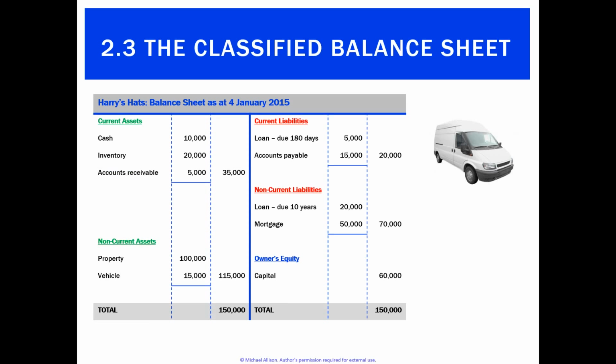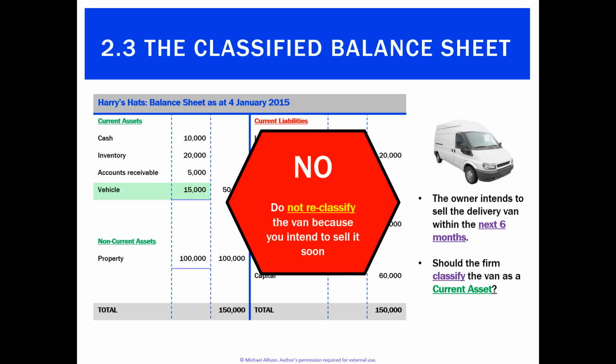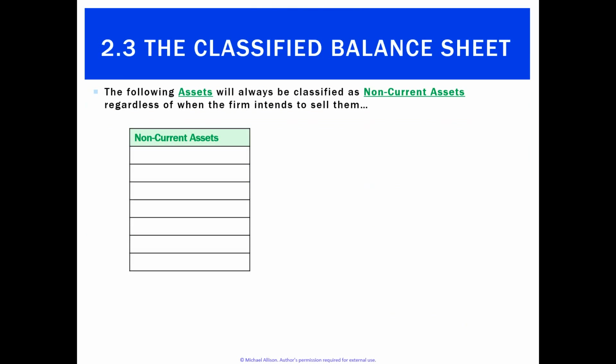Looking at this, there's just one last example we need to consider. The vehicle here for $15,000, what if the owner intends to sell it within 6 months? We've got it as a non-current asset that's not going to be consumed or used up or converted to cash in 12 months. If we are actually intending to sell it in 6, should we move it up to the current assets section? And the answer is no. Even if we do intend to sell it, we're never going to reclassify the car as a current asset. So why do we do that?